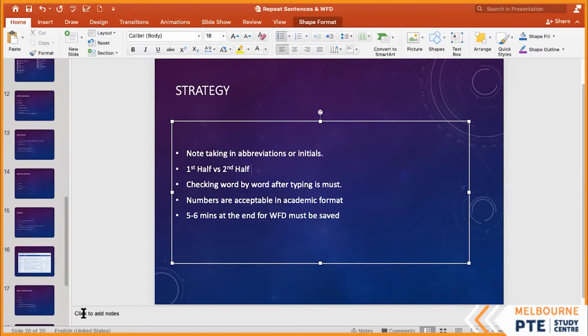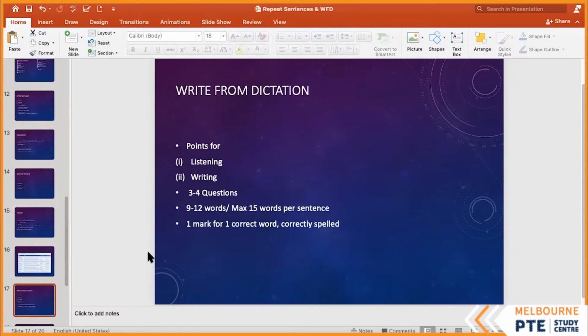Got it? Now, write from dictation is the same as repeat sentence. The only difference is in write from dictation, when you listen to that sentence, what do you have to do? You have to write it. So the marks are going where? Listening and writing. So the only difference between repeat sentence and write from dictation is the output. The input is the same: you listen to an audio. For repeat sentence, the output is you speak. For write from dictation, the output is you write the whole sentence.